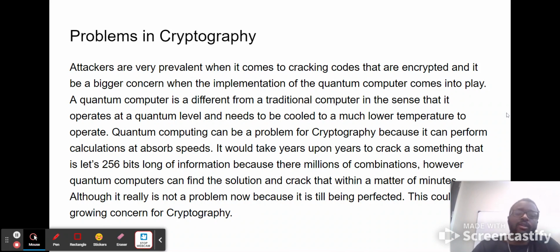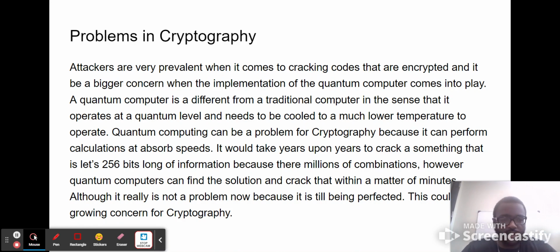So here's the problems with cryptography. Attackers are very prevalent, very common when it comes to cracking codes that are encrypted, and it can be a bigger concern when the implementation of quantum computers come into play. And as we mentioned, quantum computers are basically new computational devices, and I put the emphasis on new because it's not like they are better than supercomputers that we have. It's simply a different way of tackling new information, right?